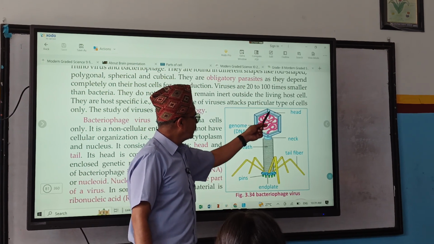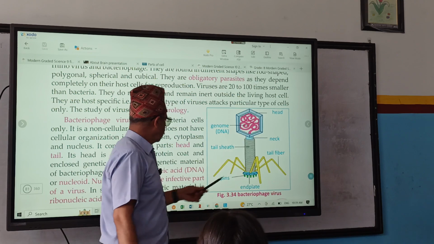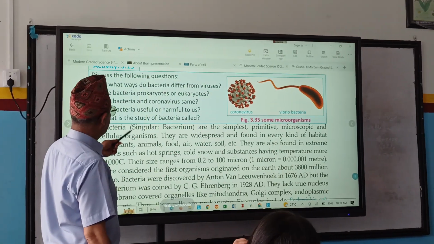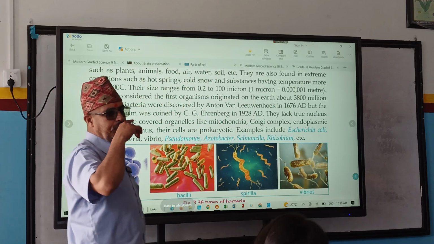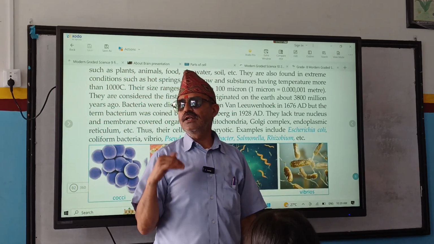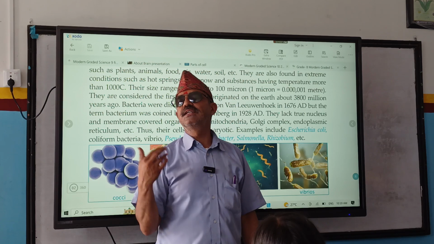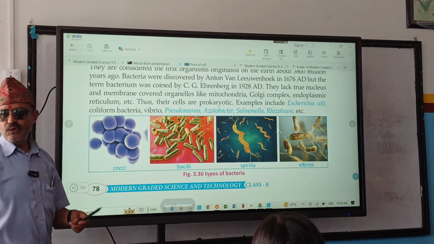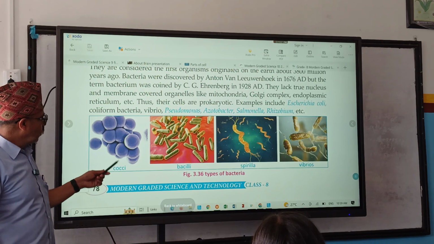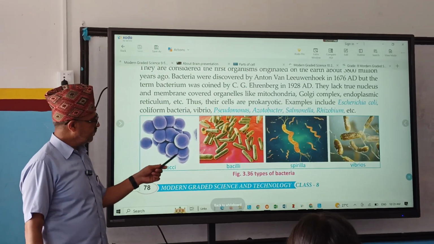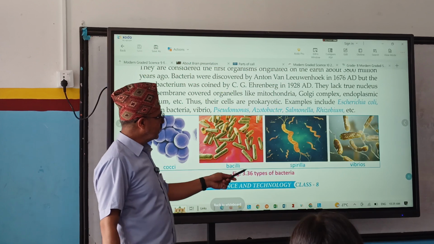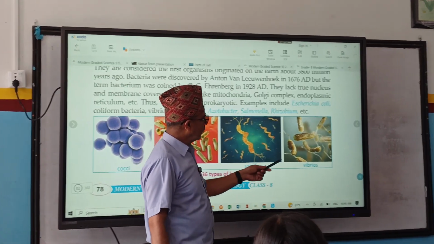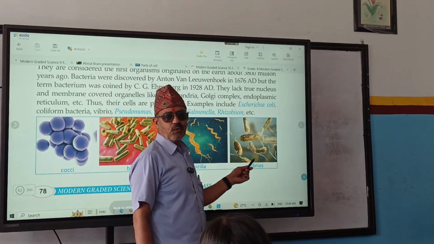So this head. Can you see this portion or not? That is made up of protein coat, which is called capsid. Like study of virus is called virology, study of bacteria is called bacteriology. Different types of bacteria. He said 4 types of bacteria. What are they? Cocci, spherical in shape. Bacilli, rod shape. Spiral, spiral shape like bend. And vibrio, C shape or comma shape.